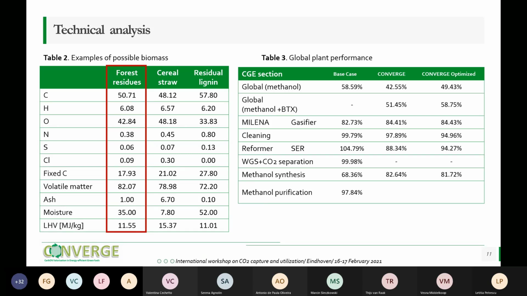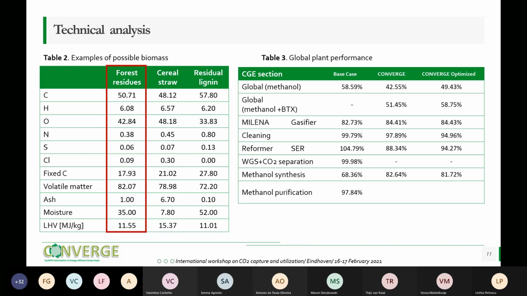As you notice in Table 3, the CO2 separation and the methanol purification have high efficiency. Lower efficiency in the cleaning section is due to the combustion in the catalytic cracking of tar process. And the performance of the sorption enhanced reforming is about 88% in the Converge design. This is the case if all the CO2 has been removed, because of the excess of carbonation heat with respect to the reforming heat demand. If we perform the thermal integration, the coal gas efficiency will increase up to 94%.